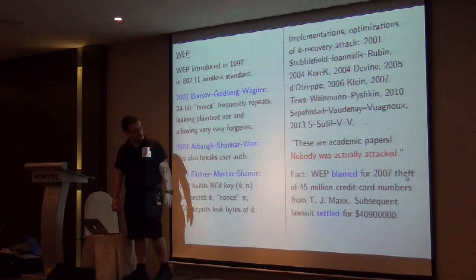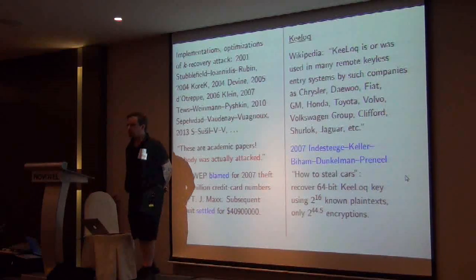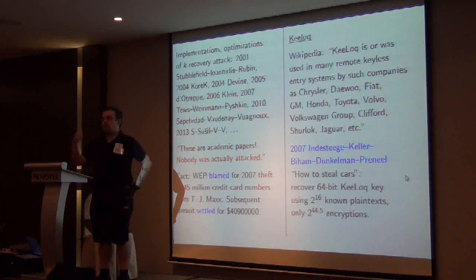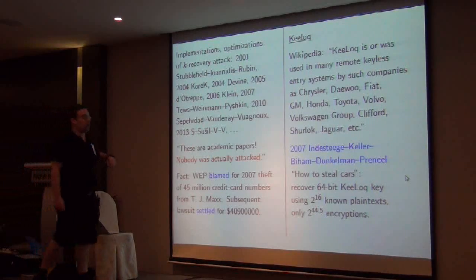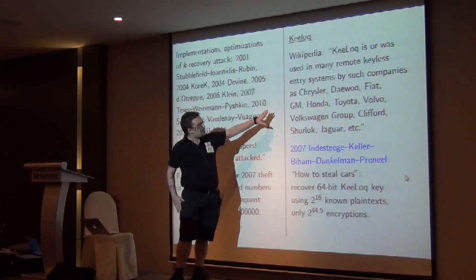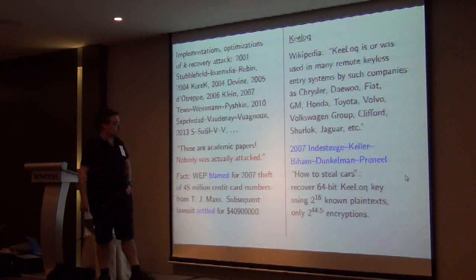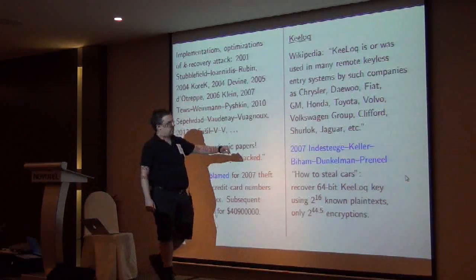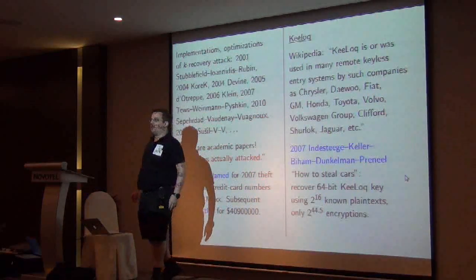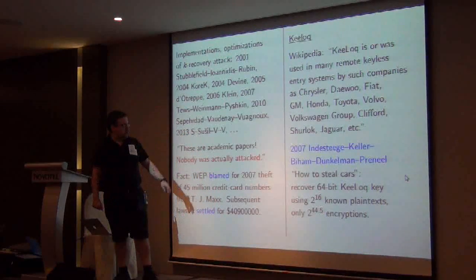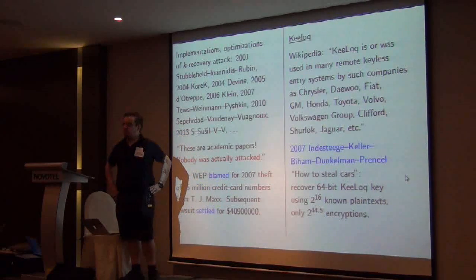Well, okay, here's an example of somebody losing money because of broken crypto. Let's try another example: KeeLoq. This is one of these systems for car doors and garage doors. Wikipedia lists a bunch of car companies which have deployed it. There's a paper in 2007, by Indesteege, Keller, Biham, Dunkelman and Preneel, called How to Steal Cars. What this says is that the cipher used here, the KeeLoq cipher, doesn't give you 2 to the 64 security. You can break it using only 2 to the 44.5 encryptions and 2 to the 16 known plaintexts.